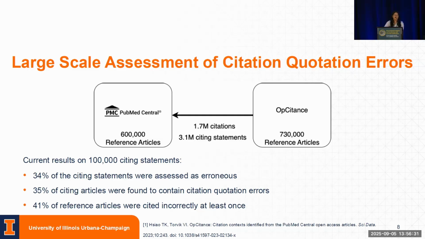And what we've found is that 34% of the citing statements were assessed as erroneous. So about 1 in 3 citing statements are errors. And 35% of citing articles were found to contain citation quotation errors. And lastly, 41%, or about 2 in 5 reference articles, were cited incorrectly at least once.